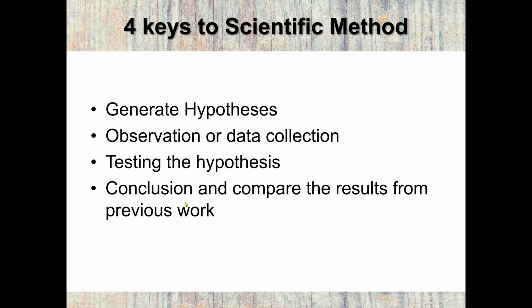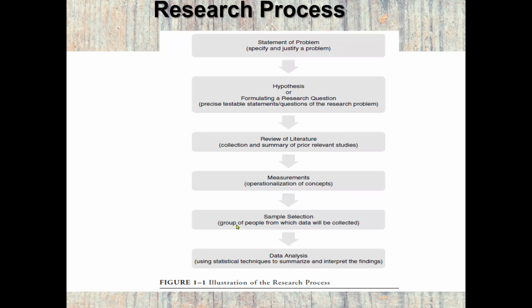Then next we have our conclusion. So after testing, we may have either to reject the H0, which is the null hypothesis, or to accept H0. So there we make our decision and we have our conclusion and compare results from previous work. So these are the 4 keys to scientific method: generate a hypothesis, observation or data collection, testing the hypothesis, conclusion, and compare the result from previous work. So this is our research process.